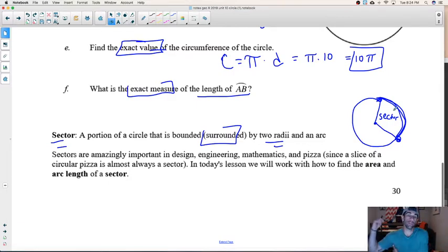So as we said before, the circumference was the crust. The sector is 1 slice. So they are amazingly important in design, and there it is, pizza. So today we're going to look at finding exact area and arc length of a sector. So we're going to take a look at all of that stuff today.